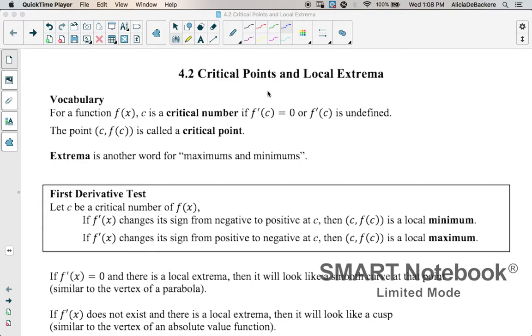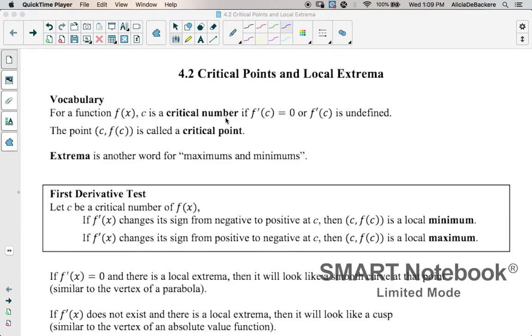A critical point, that's a new term. So for a function f at x, c is a critical number if when I plug the value of c into the derivative, I get the answer 0. Or when I plug the value of c into the derivative, I get an undefined result. And then if, of course, it's one of those ones that makes the value of the derivative 0, we can find the critical point by subbing it into the original function. Sometimes that'll work for when the critical number comes from the derivative being undefined, and sometimes it won't.